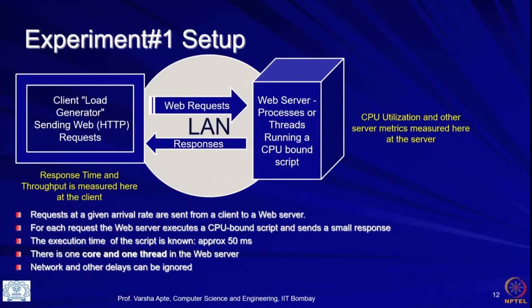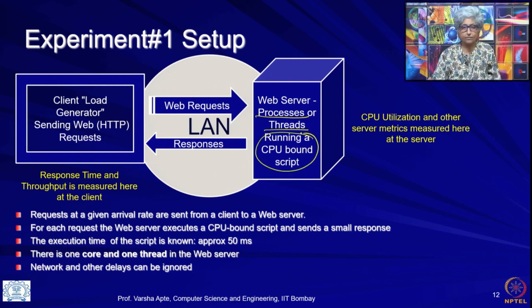We have a server machine on which a web server runs. Modern web servers either spawn multiple processes or some of them are multi-threaded, and so we have a web server running, and the web server runs a CPU bound script. For the sake of a simple experiment, we have kept the script simple and just CPU bound. It is just a tight CPU loop, and it does nothing other than just using the CPU for a given amount of time.